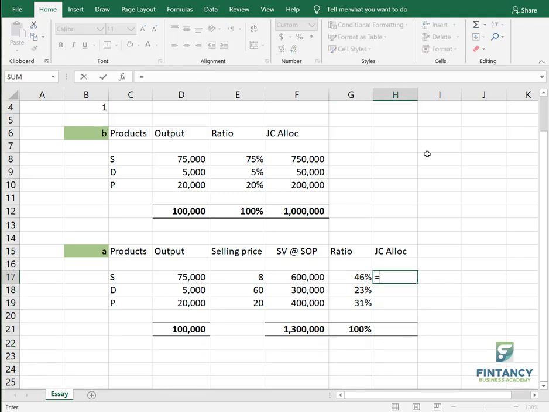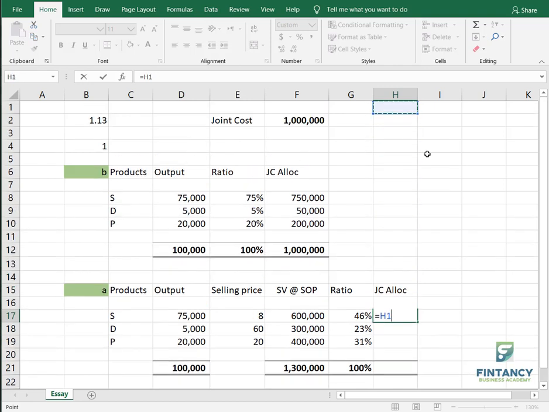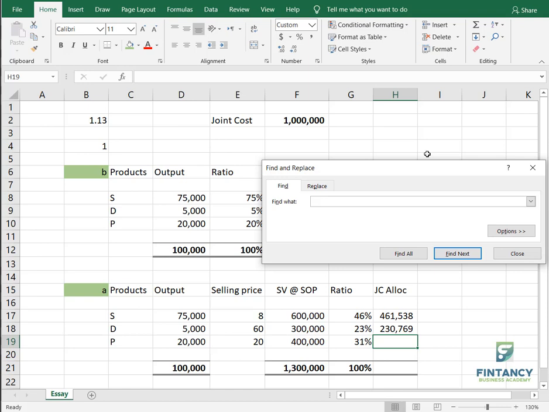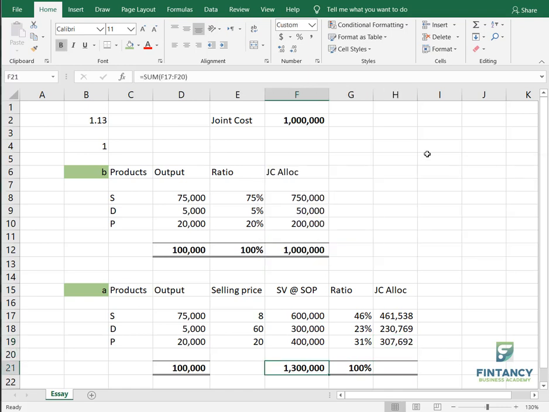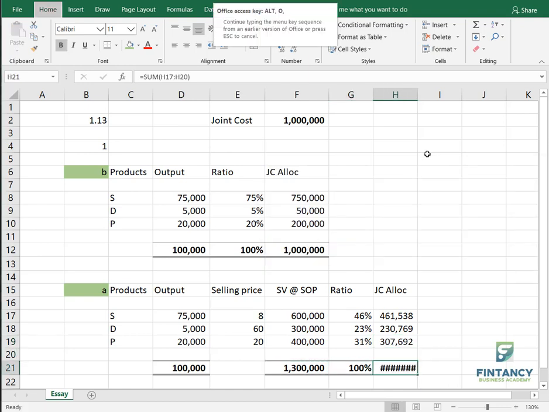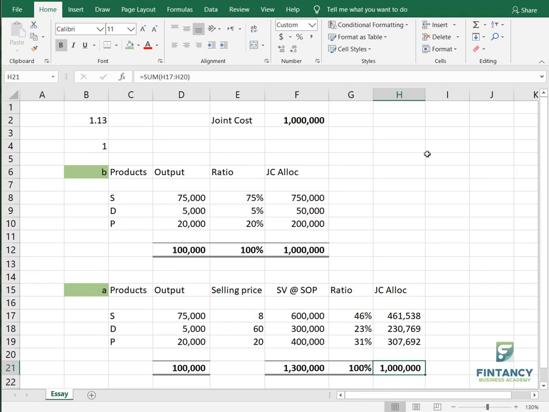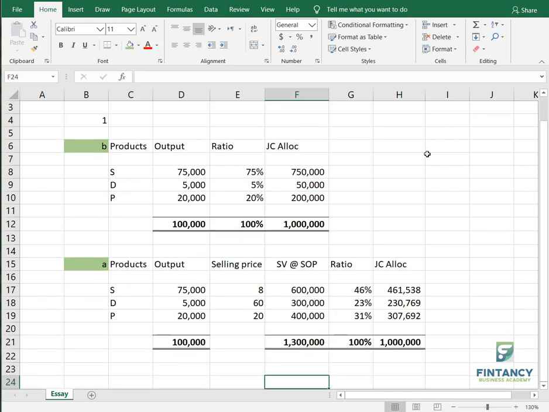How to allocate joint cost? Remember how much is the joint cost? We wrote on the top this much. You can fix it again, and then multiply with the ratio. Okay. So how much is my total allocation? See, 1 million. It should match with the joint cost. Before allocation and after allocation, joint cost should be same. So these are the answers for option number A, which is sales value at split off point.